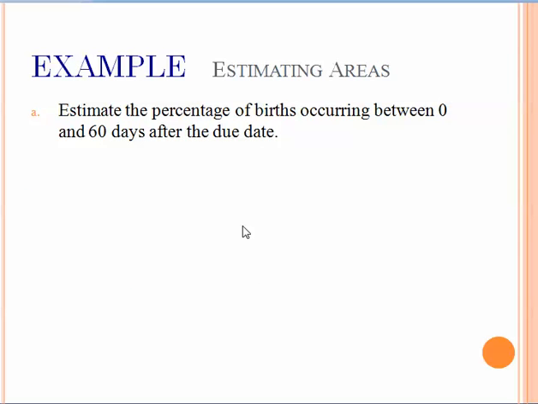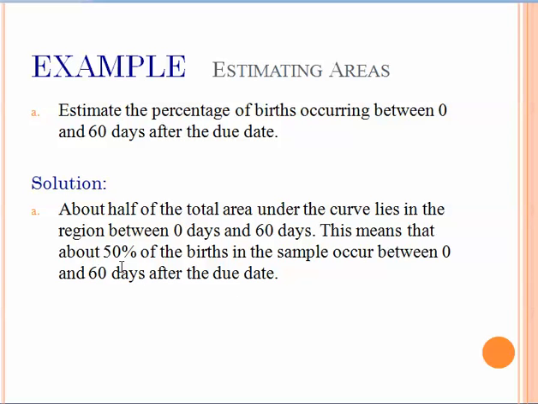Okay, here's an example of how you can use this. Let's estimate the percentage of births occurring between 0 and 60 days after the due date. Okay, 60 days is a huge amount of time after the due date, so probably there's 0% that birth occurs 60 days after, but let's see the percentage of births occurring between 0 and 60. About half of the total area under the curve lies in the region between 0 days and 60 days. This means that 50% of the births in the sample occur between 0 and 60 days.